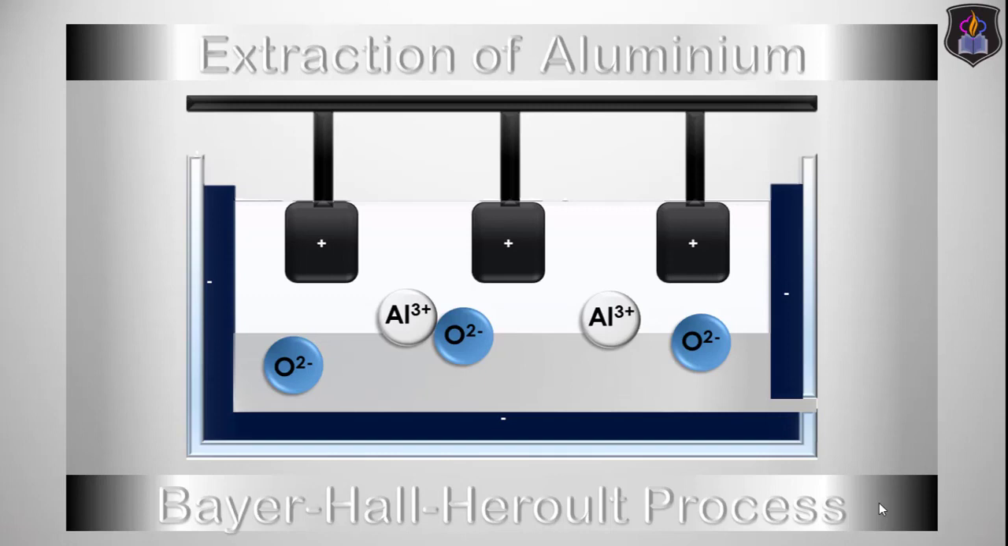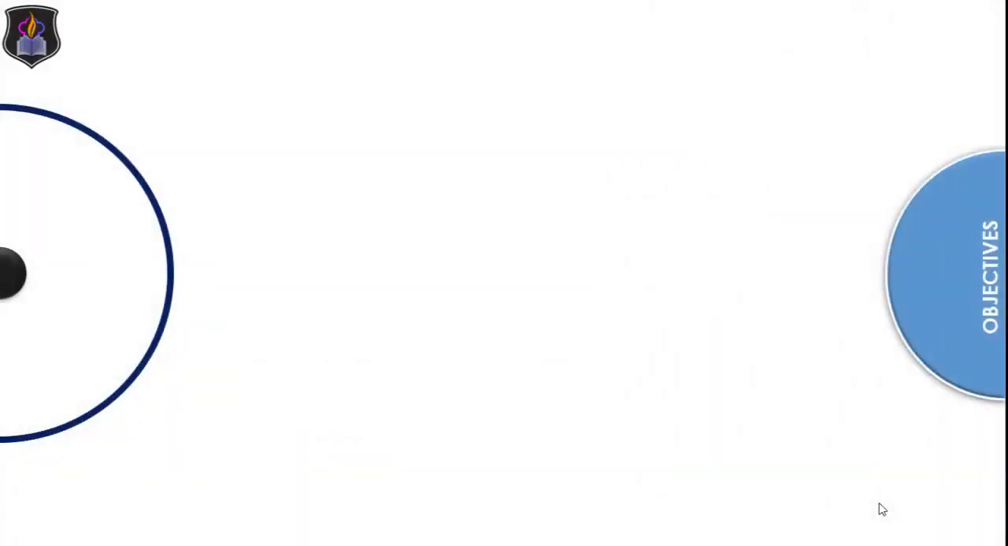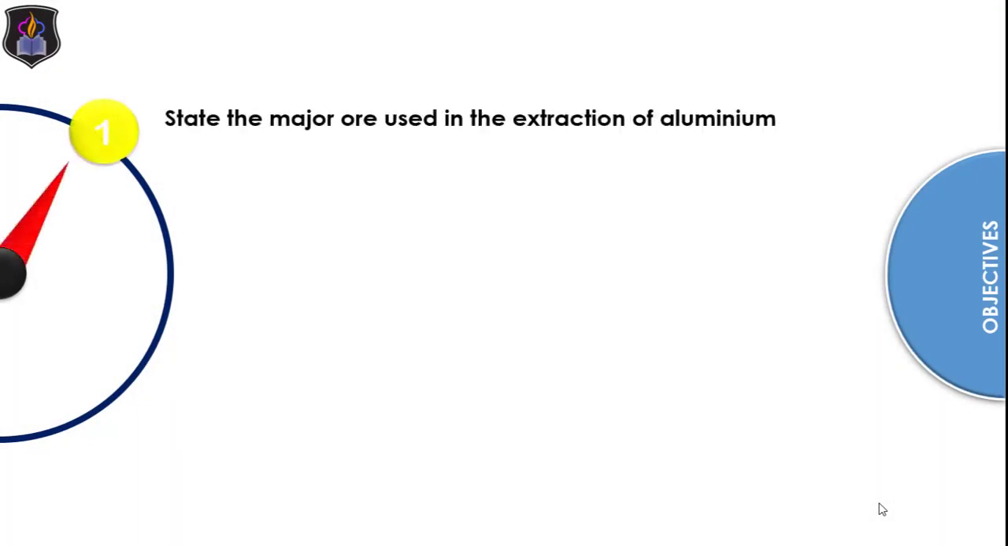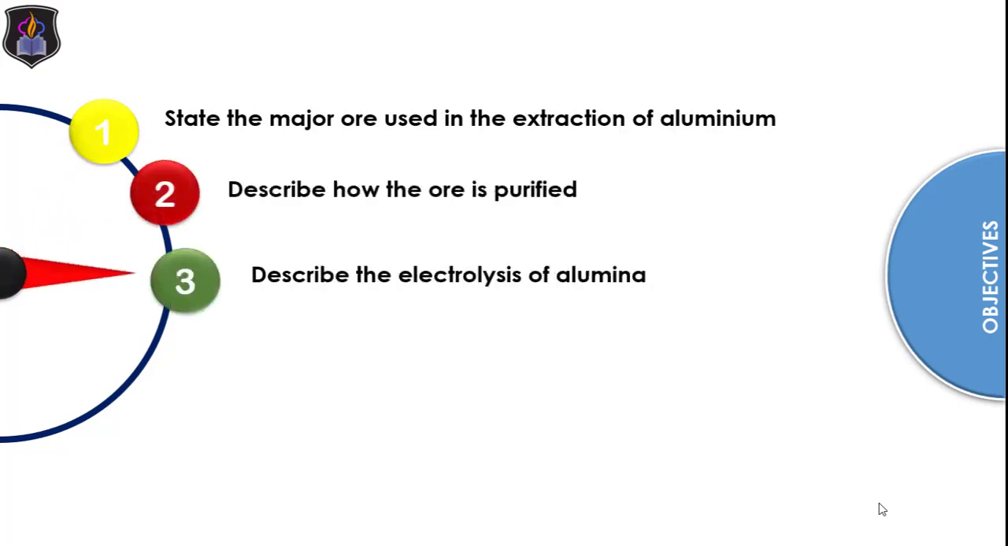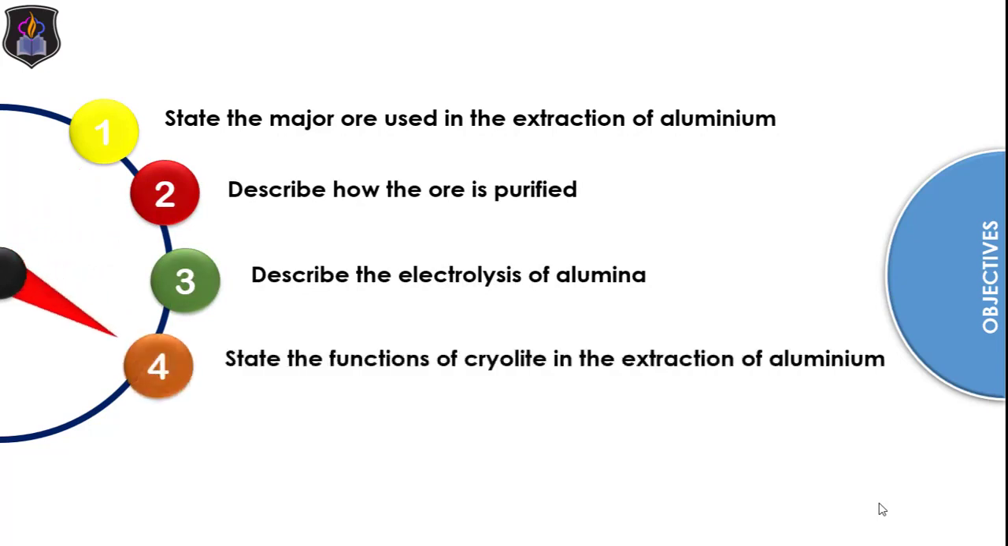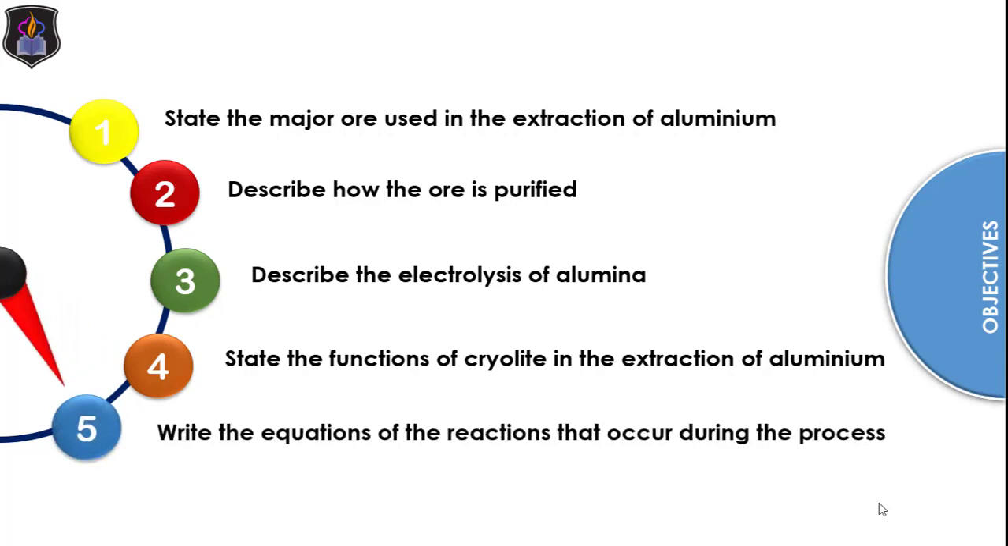In this video, you will learn how aluminum is extracted from its ore through a combination of the Bayer and Hall-Héroult processes. At the end of this lesson, you should be able to state the major ore used in the extraction of aluminum, describe how the ore is purified, describe the electrolysis of alumina, state the functions of cryolite in the extraction of aluminum, and finally, you should be able to write the equations of reactions that occur during the process.